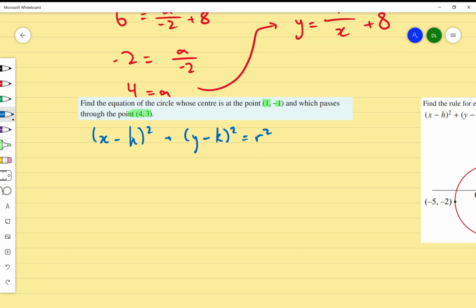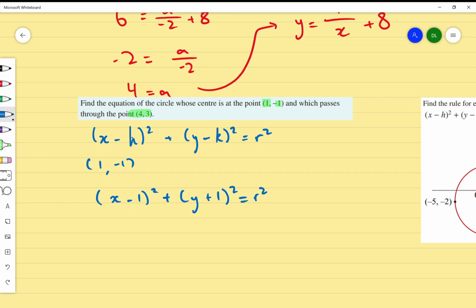So, if my center is (1, -1), I know that my equation becomes (x - 1), because it's positive here, squared, plus (y + 1) squared equals r squared. And there we go. Now we only have the one constant left, and we still have (4, 3) to use as a bit of information.